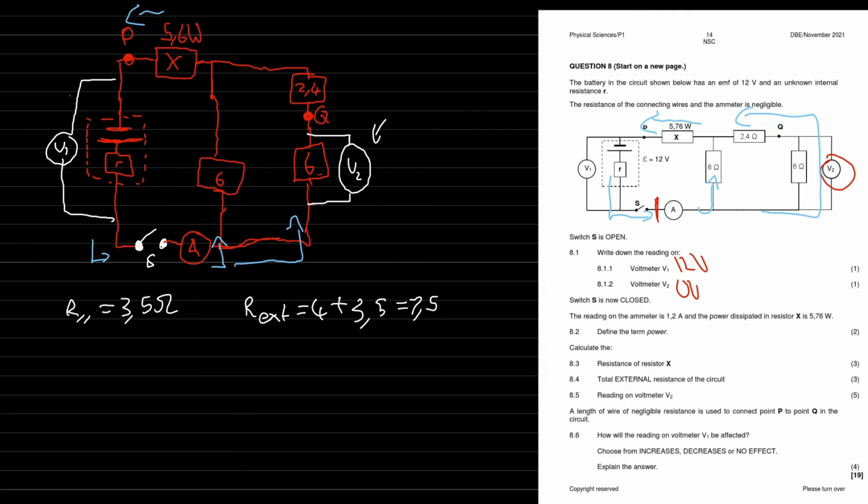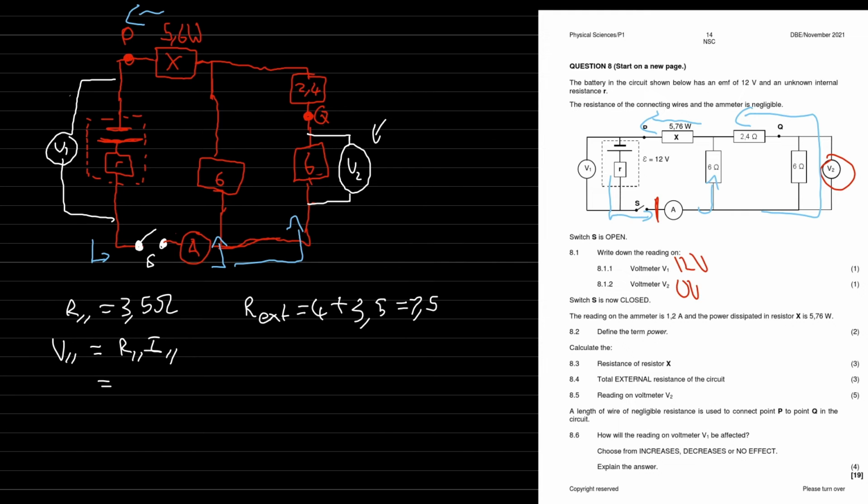So we want to get the current that comes through here, and then we can get the voltage. Let's start off. We can get the voltage going into the parallel branch by using our R parallel, the resistance there. So V parallel is going to equal R parallel times I parallel.